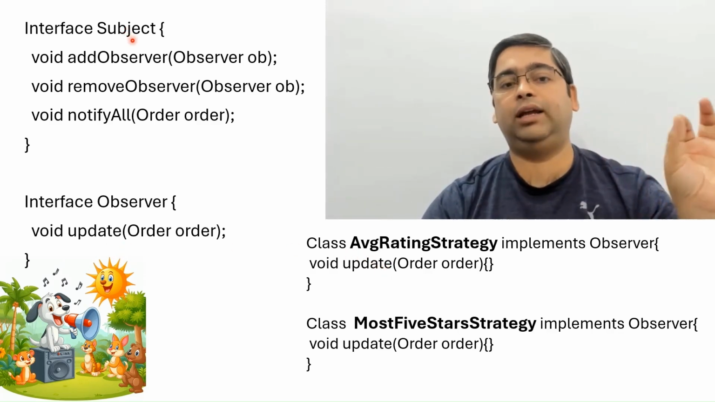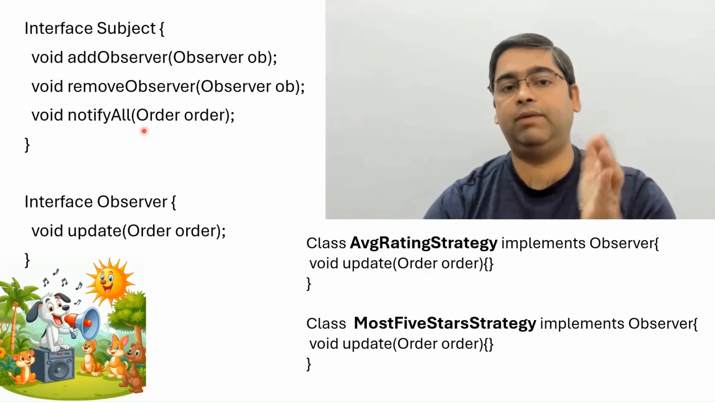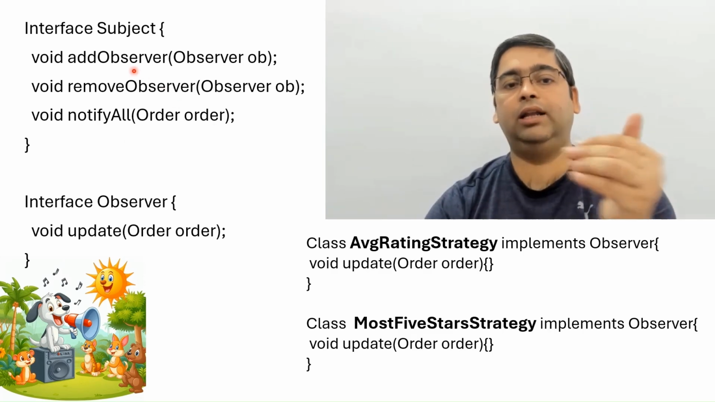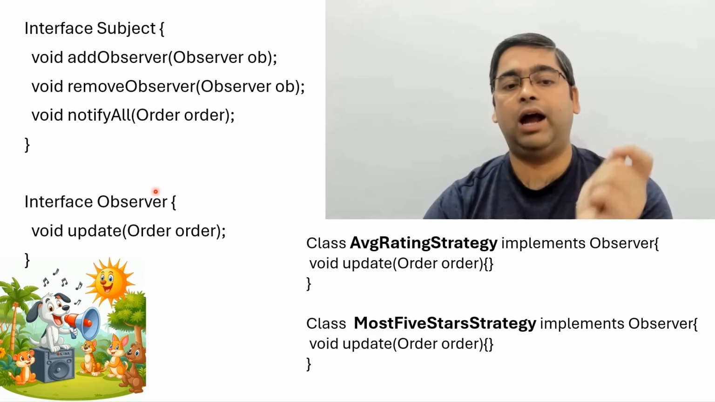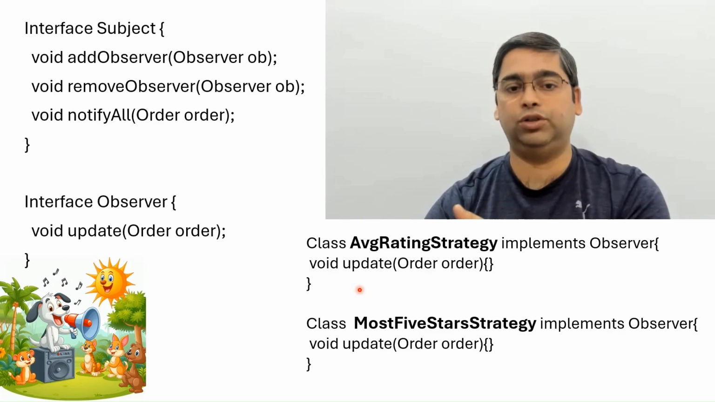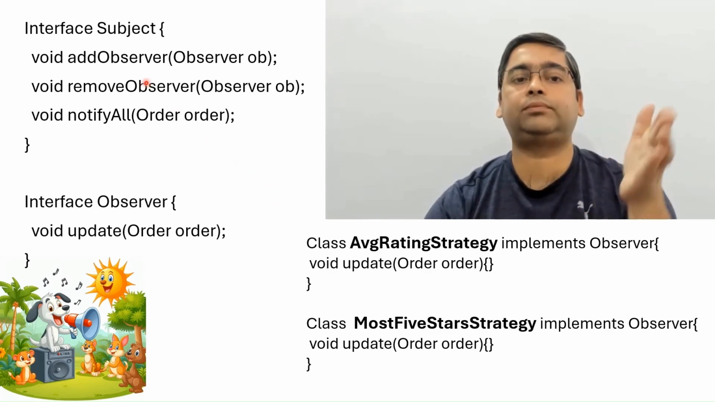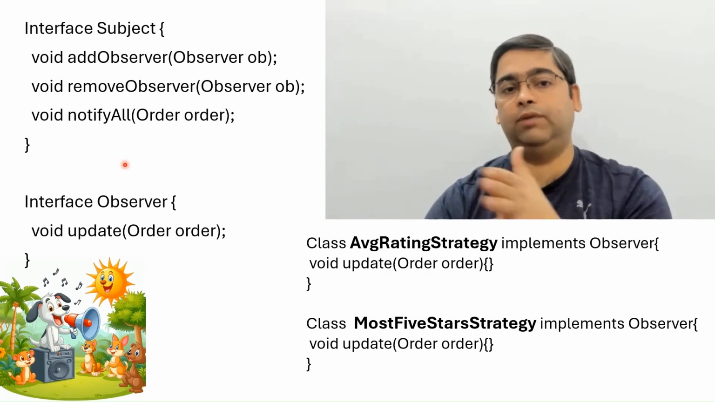Subject will be something like our orders manager class, which has the rate order method. Whenever rate order is called, it will call notify all, and this subject will maintain a list of all observers. Notify all will just iterate through all the observers and call observer.update, which will one by one send an update to each observer. Pretty simple. Add observer method is given. We can add observers at runtime.